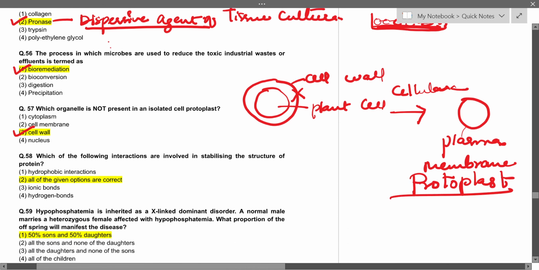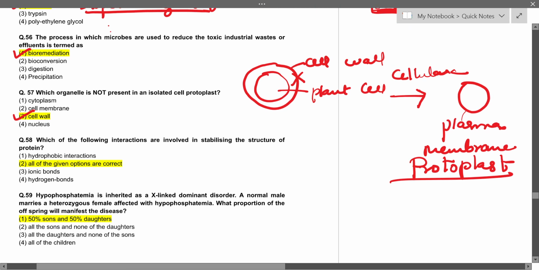Which one of the following interactions are involved in stabilizing the structure of protein? Hydrophobic interactions, yes. Ionic bonds, yes. Hydrogen bonds, yes. So all of the given options are correct.